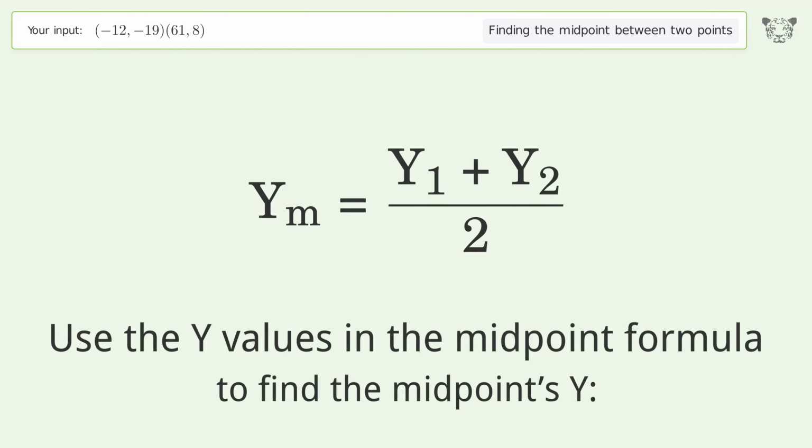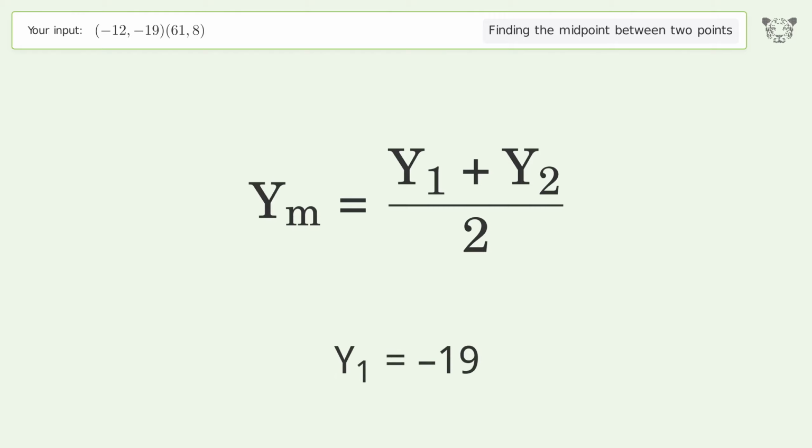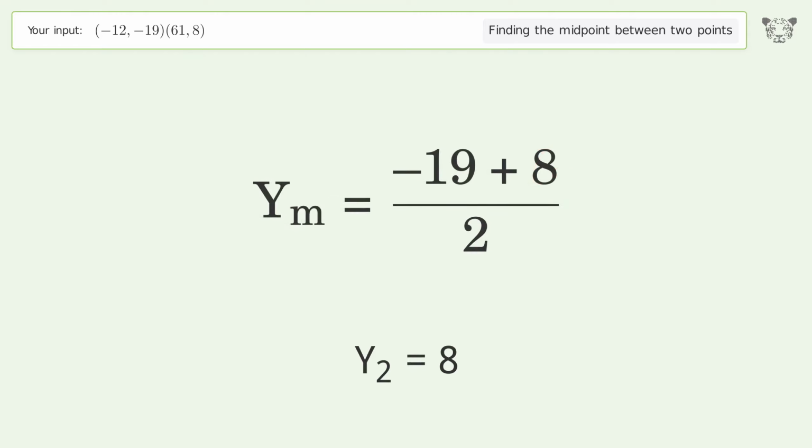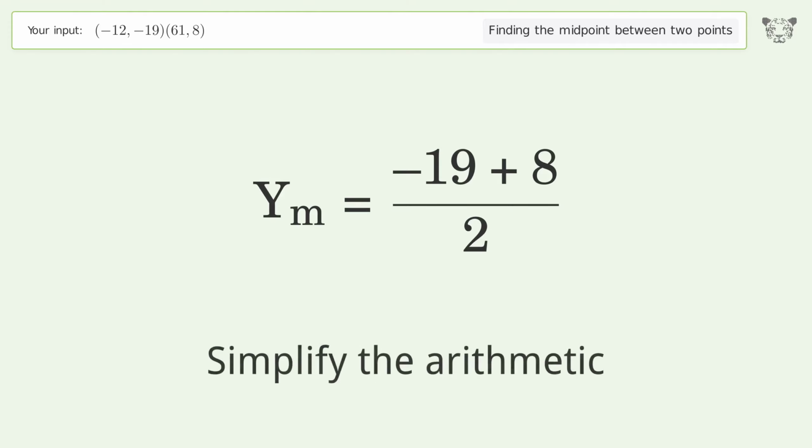Use the y values in the midpoint formula to find the midpoint's y. y1 equals -19. y2 equals 8. Simplify the arithmetic.